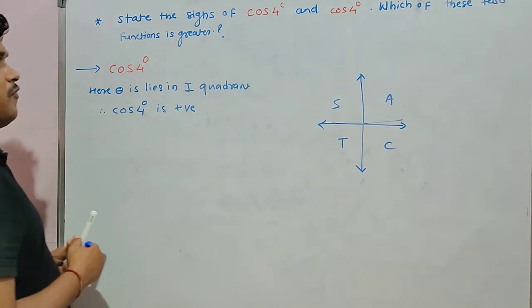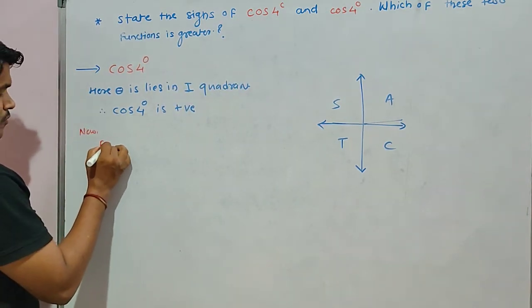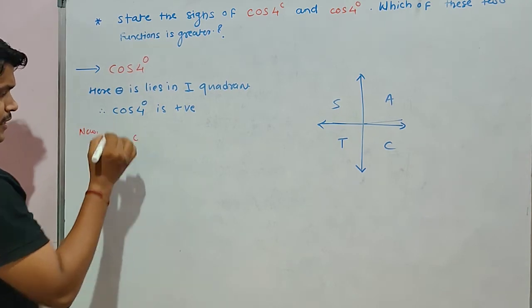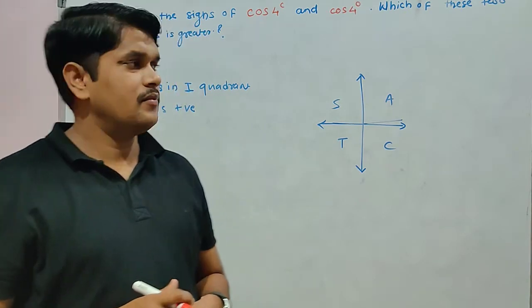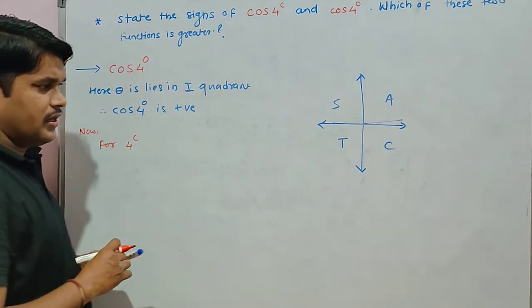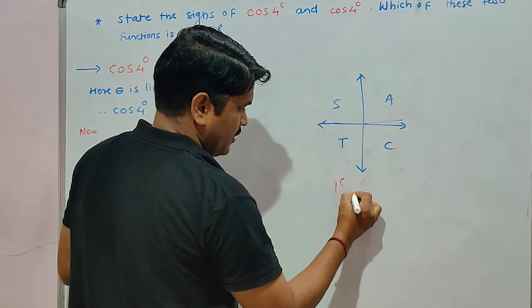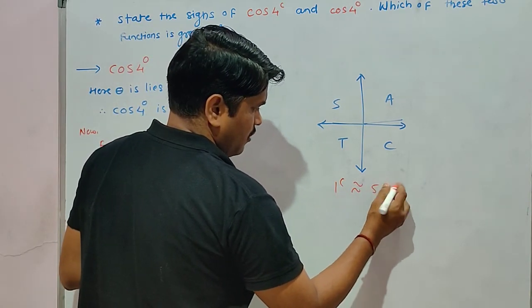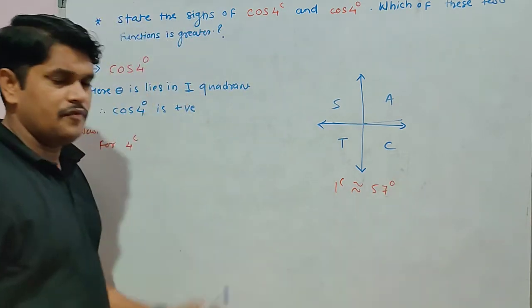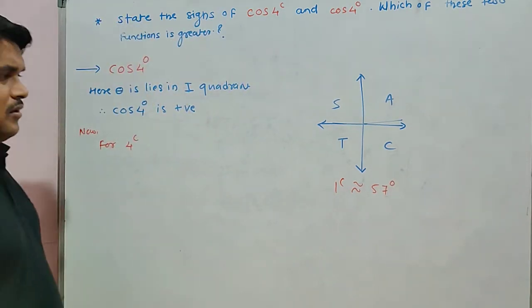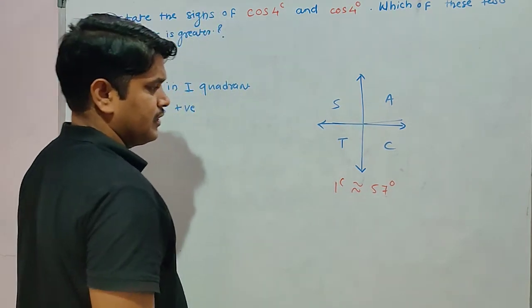Now for 4 radian. First we convert that radian into degree. There are two methods to convert radian into degree. We know that one radian is approximately equal to 57 degree. What is the value of one radian? Approximately 57 degree. One radian is approximately 57 degree.